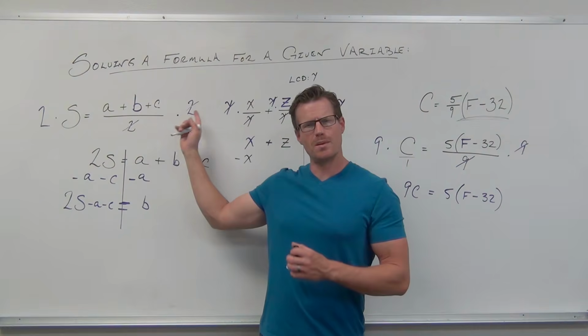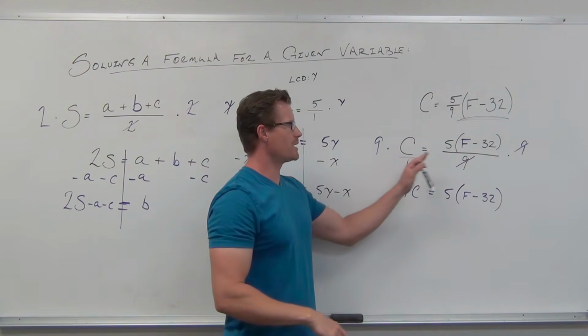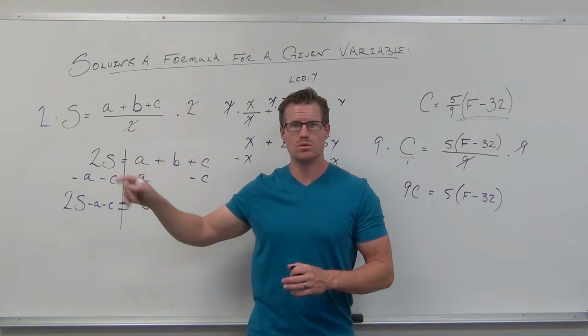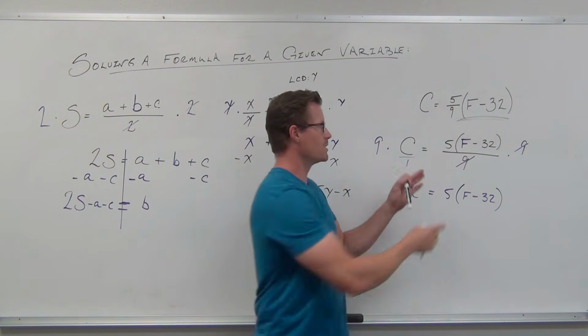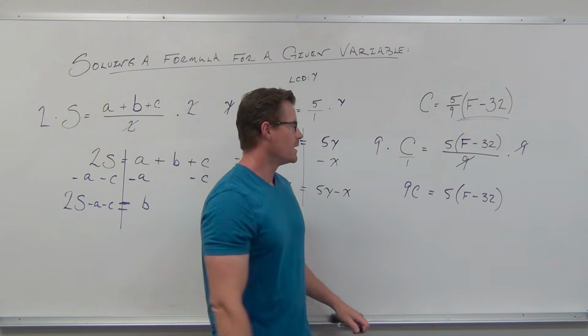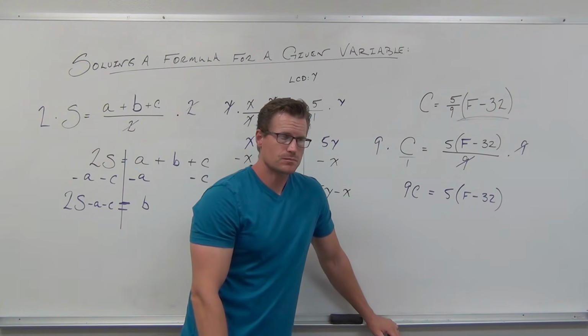Very similar to this problem. Remember multiplying by 2 on both sides? Now we multiplied by 9 on both sides. We didn't distribute the 2 because we used it to eliminate the 2 from everything. We don't distribute the 9 because we're using it to eliminate the 9 from everything. That's the plan. Now you have a choice here.